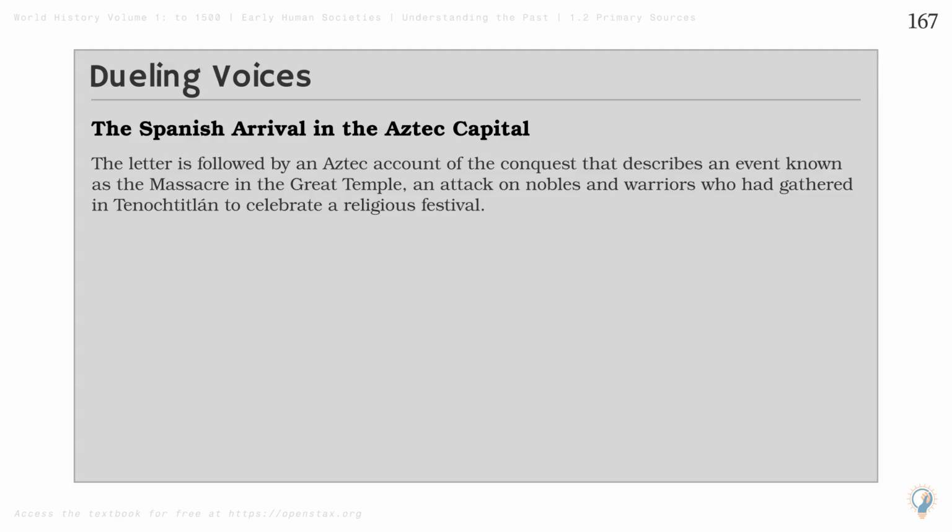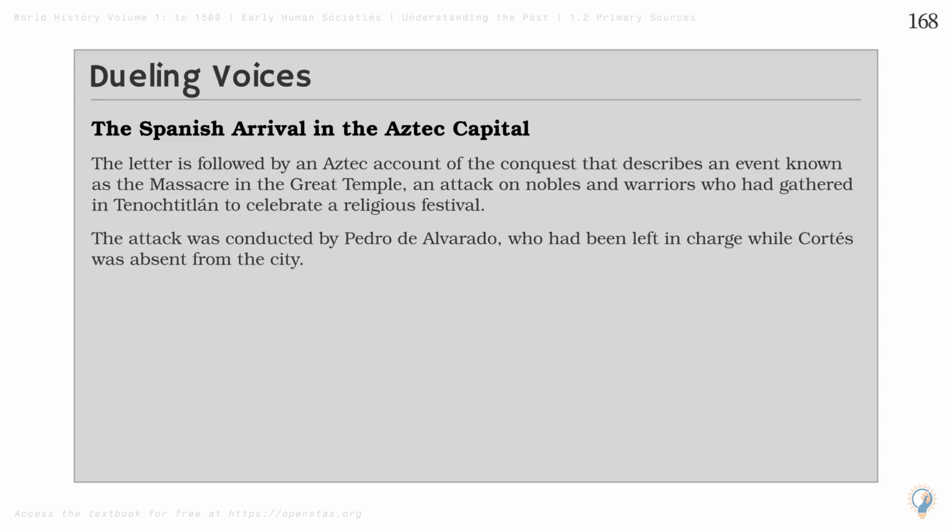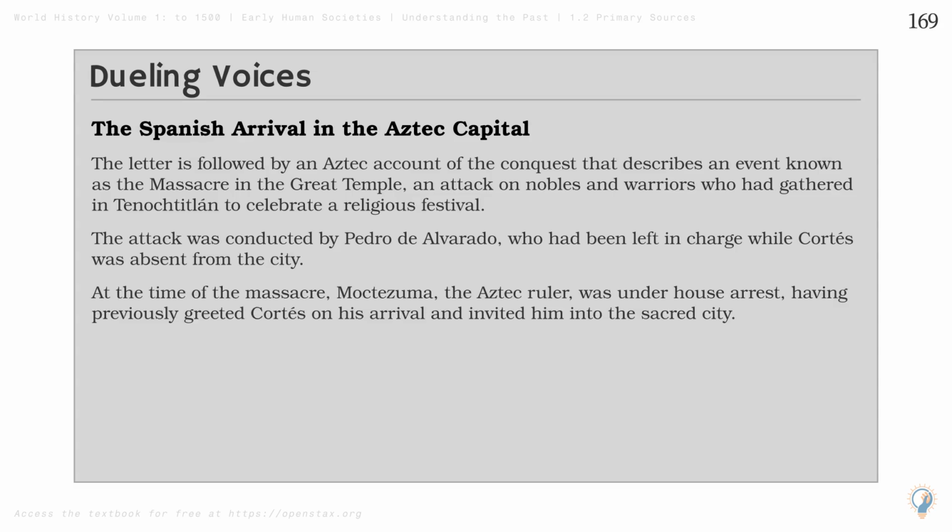The letter is followed by an Aztec account of the conquest that describes an event known as the Massacre in the Great Temple, an attack on nobles and warriors who had gathered in Tenochtitlan to celebrate a religious festival. The attack was conducted by Pedro de Alvarado, who had been left in charge while Cortés was absent from the city. At the time of the massacre, Moctezuma, the Aztec ruler, was under house arrest, having previously greeted Cortés on his arrival and invited him into the sacred city.